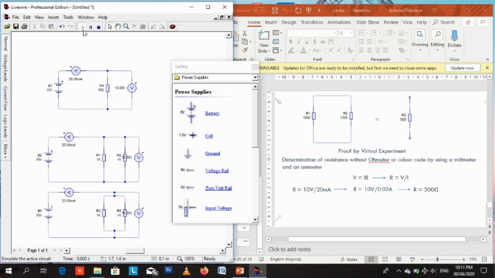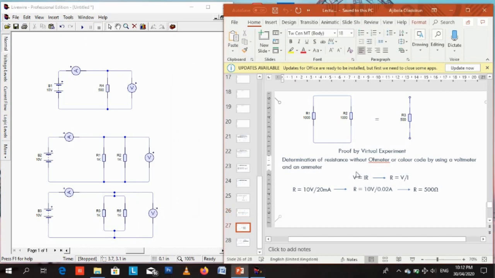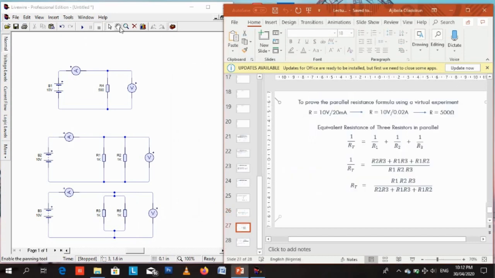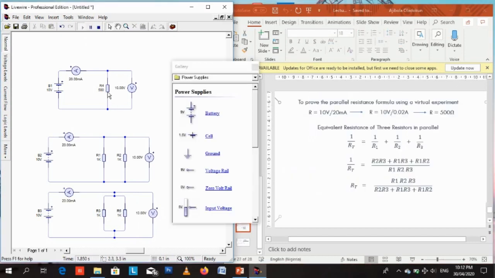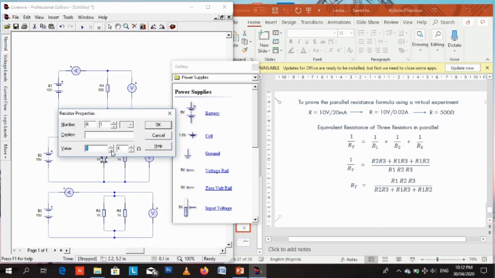If I click on simulate, you see here that the values are the same. Let me shift the voltmeters back a bit so that I'll be able to see the voltmeter values. Simulate again. Now we see that the voltage across is 10 volts and the current through is 20 milliamps for both the middle and the bottom circuit. So they are basically the same thing. There are two ways you can connect a voltmeter to two resistors that are already connected in parallel.